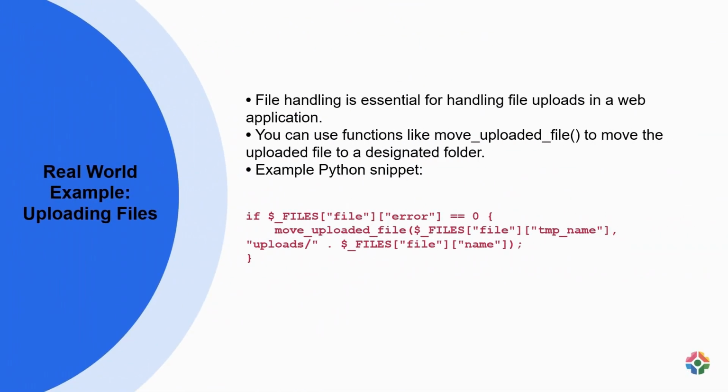File handling plays a vital role in managing file uploads within a web application. Functions like move_uploaded_file in PHP facilitate the relocation of uploaded files to a specified directory. Likewise, in Python, the code snippet provided exemplifies employing move_uploaded_file to transfer a file to a designated uploads folder if the uploaded file error status is 0. This process ensures that user-uploaded files are efficiently managed in a secure and controlled manner within the application.